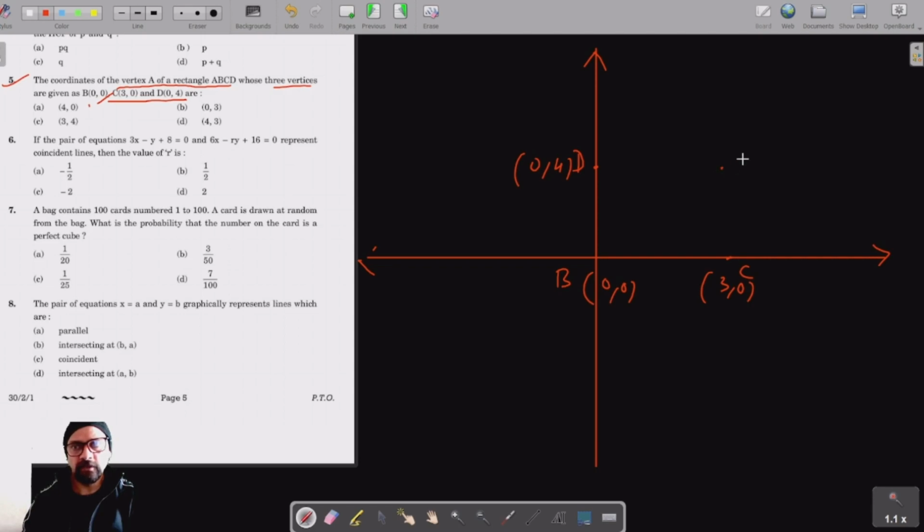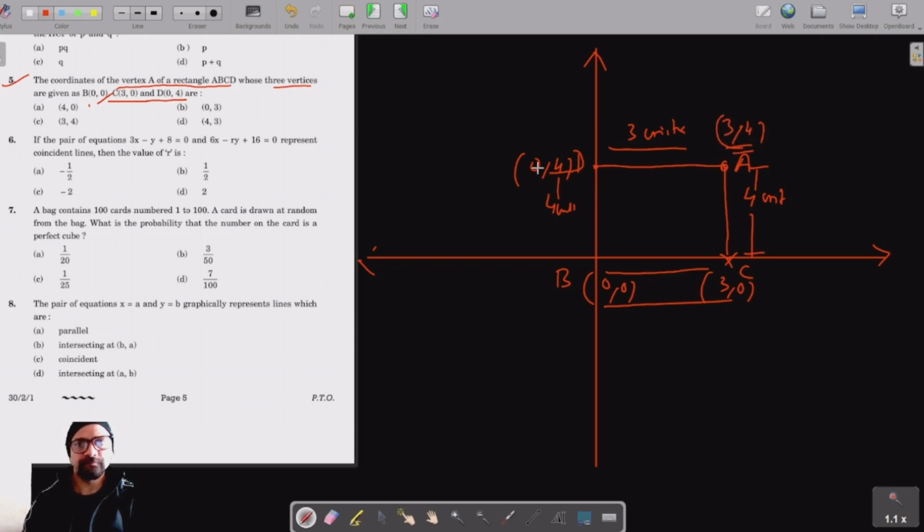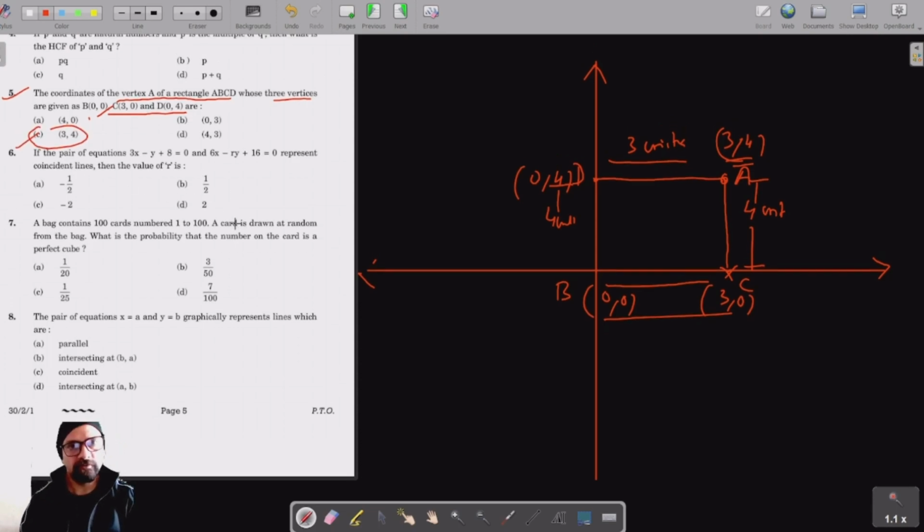Vertex A is here, and if we join them now, because this is a rectangle, this distance is equal to this one, and this distance is 3 because this coordinate is 3 comma 0. So this is 3 units, and opposite sides are equal. This distance is 4 units, which makes this 4 units. So the coordinates of A are 3 comma 4. For the fifth one, the answer is 3 comma 4. Let's move on to the sixth one.